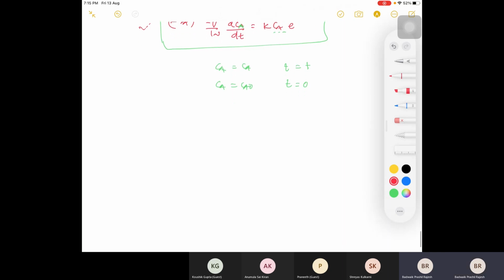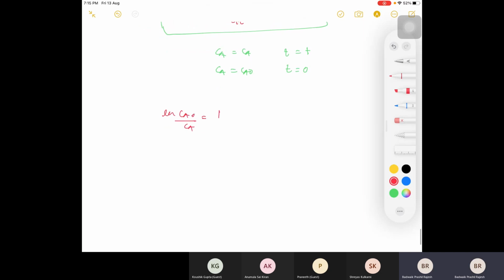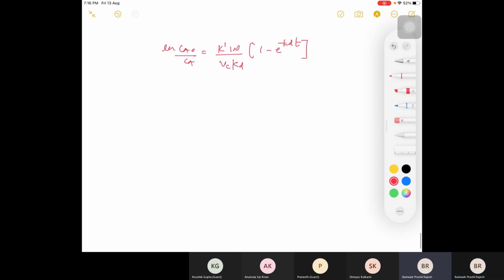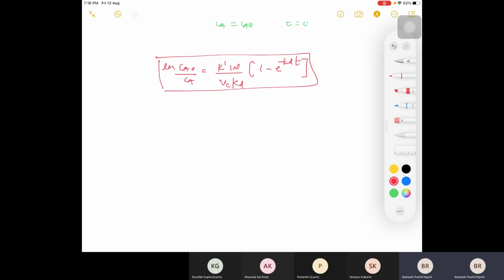So I'm writing this equation as ln CA0 divided by CA. You just try to solve that, okay? You will get the answer. That is just normal integration and substituting the values, okay? KD is 1 minus exponential minus KD into t. So this is my final answer. Now, if t tends to infinity, then you can calculate the ultimate value.